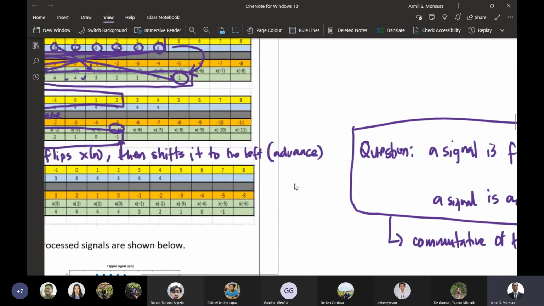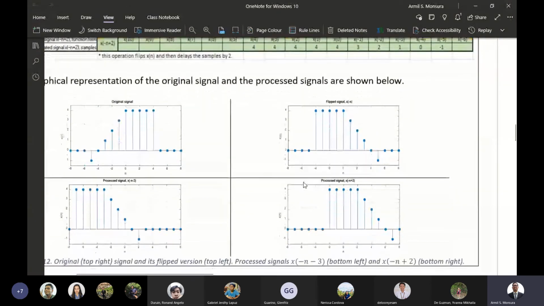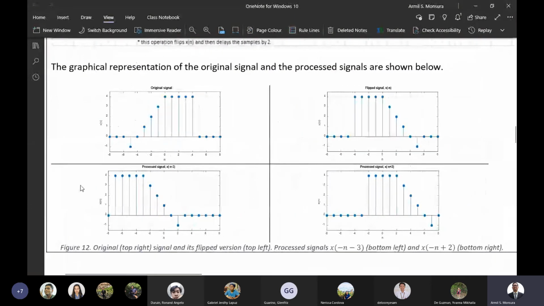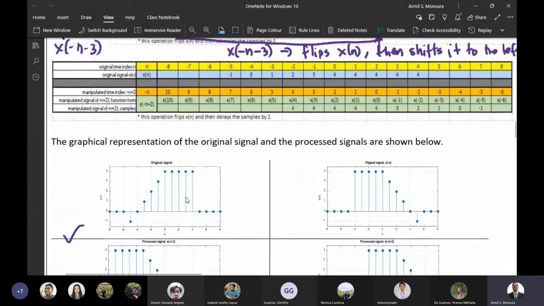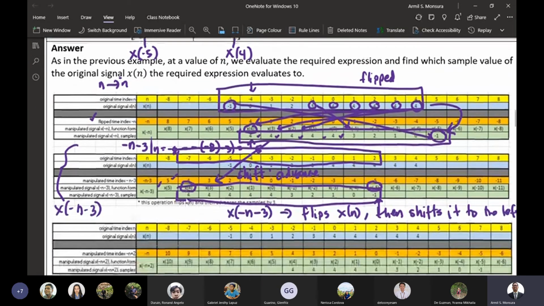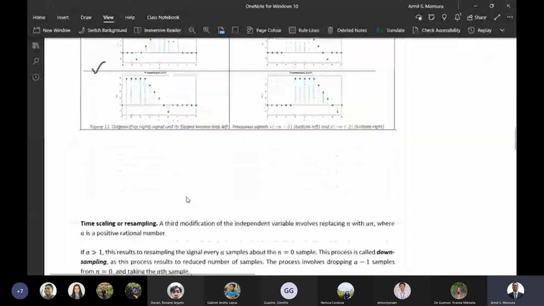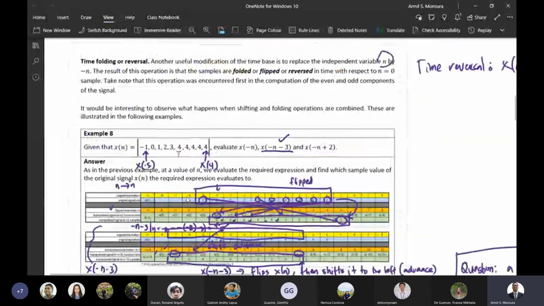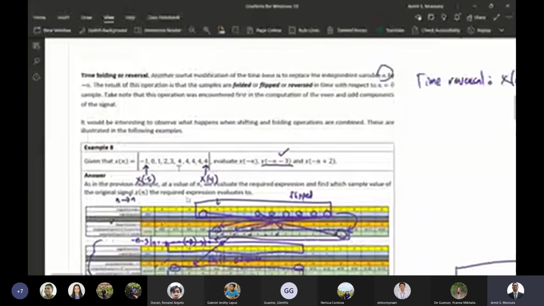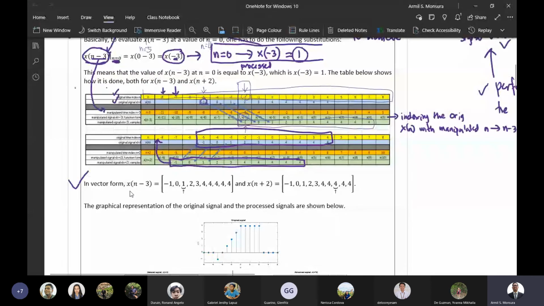Okay, so ayun. So these are the graphical representation of your signal. Okay. Actually binigay ko rin dito yung, binigay ko nga ba? Hindi. Dito nilagay ko yung vector form nung x of n-3. Okay. Yung vector form nung x of n-3.